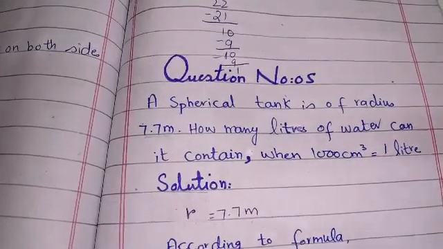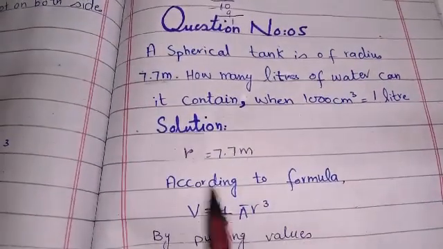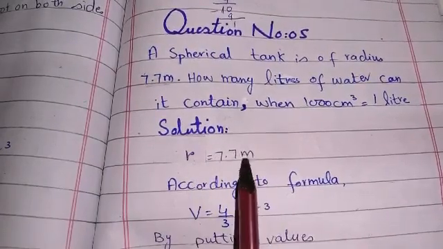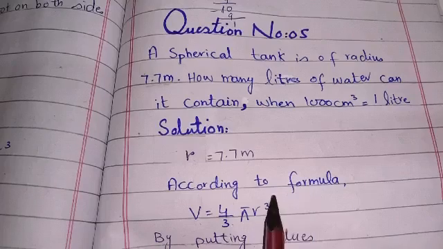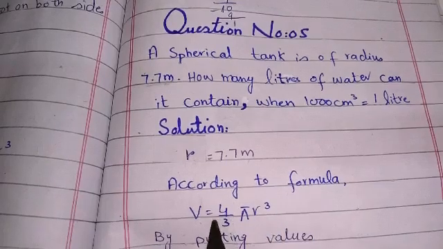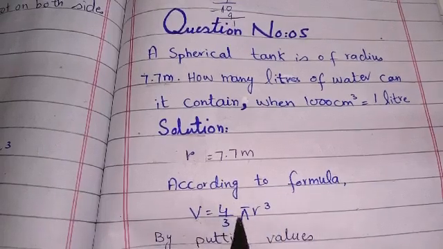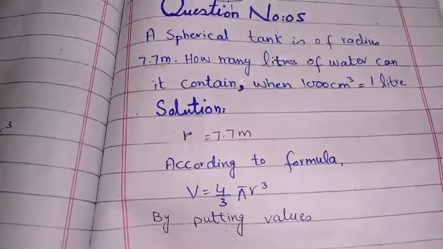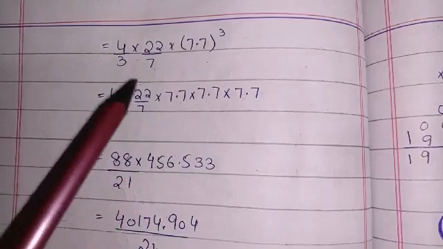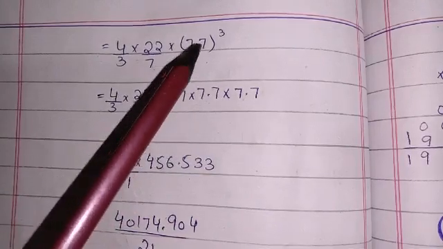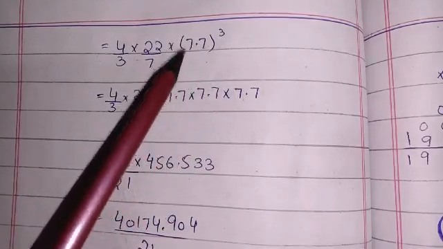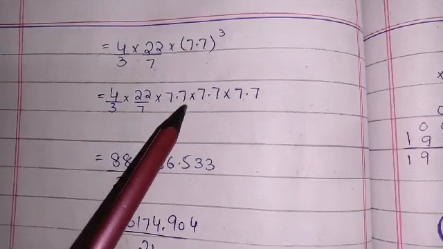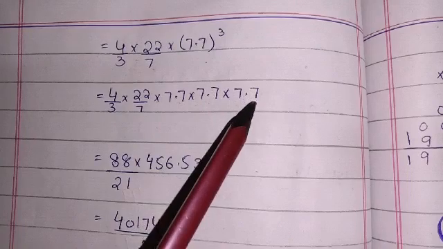Let's start our solution. Solution: r is equal to 7.7 meter because they gave us the radius of spherical tank. According to the formula, you all know about the formula of volume of sphere. V is equal to 4 over 3 pi r cube. By putting values, now students, here we will write 4 over 3 into 22 over 7 into 7.7 whole cube. We will write 7.7 3 times: 4 over 3 into 22 over 7 into 7.7 into 7.7 into 7.7.